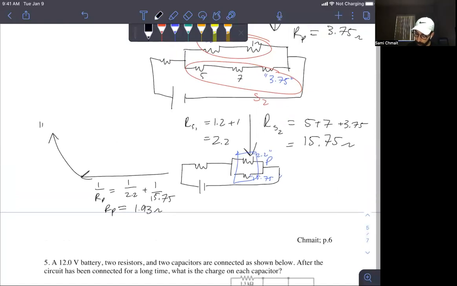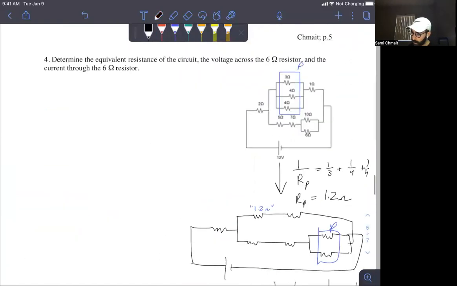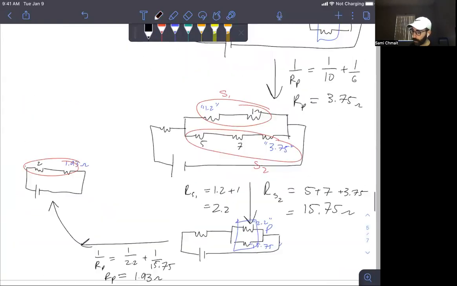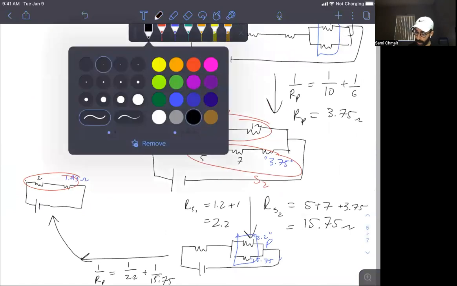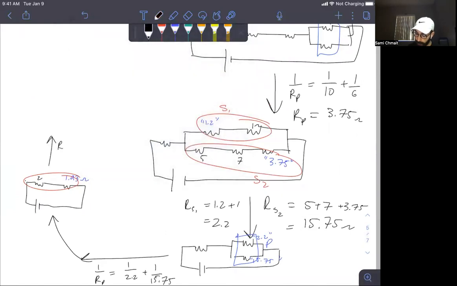We have our battery right here, this one. Now we just have this one and back, and this is our 1.93 ohms. Looking at this last one, we have these two in series. This guy's 2 there. What do we do with resistance in series? We just add. So now we have that equivalent resistance here.